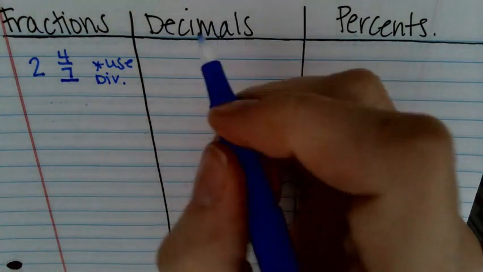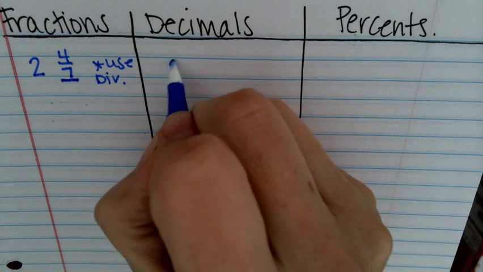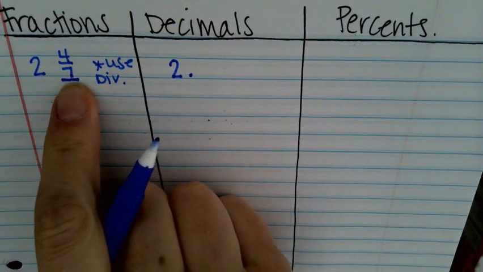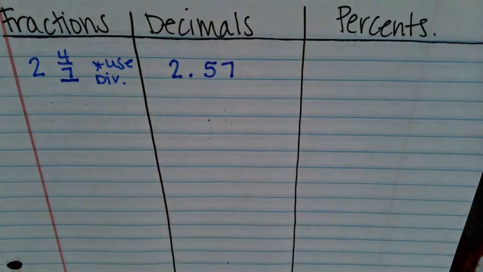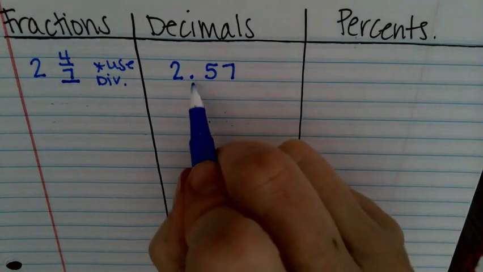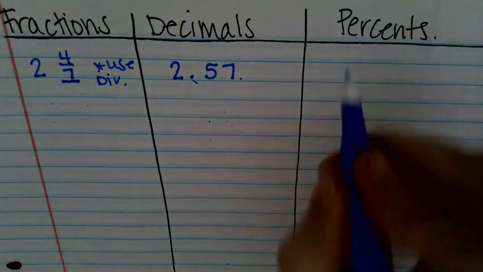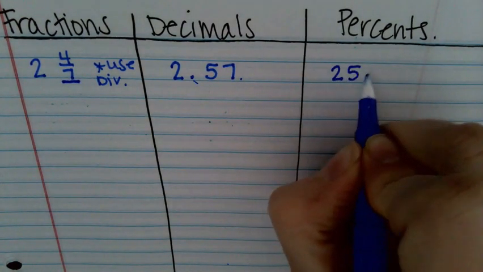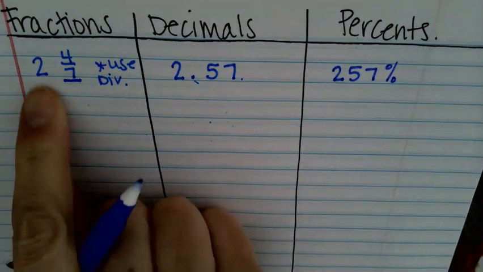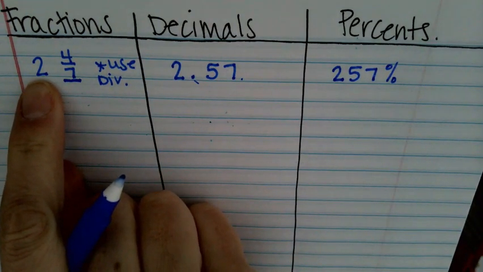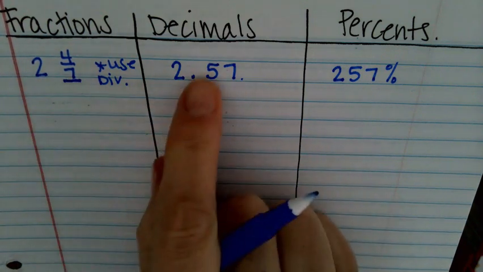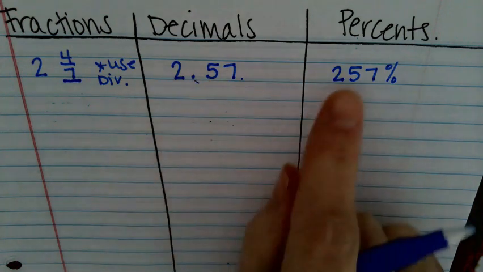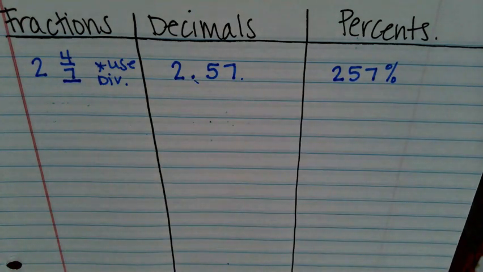When you do 4/7, you get a whole bunch of numbers, but let's round it. It was 2.571 something, so we have 2.57. In order to go to a percent, we're going to move over 2 places, and I'm going to get 257%. And that makes sense because 1 would be 100, 2 would be 200, 3 would be 300%. This is 2 and 4/7, which is 2 and 57 hundredths, which is 257%.